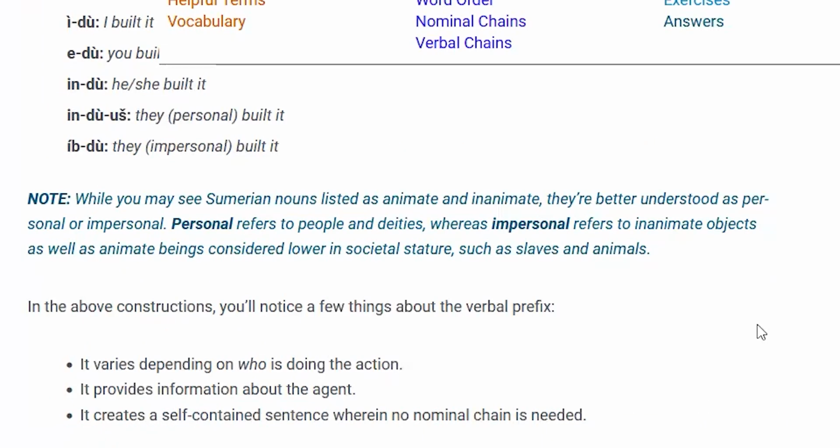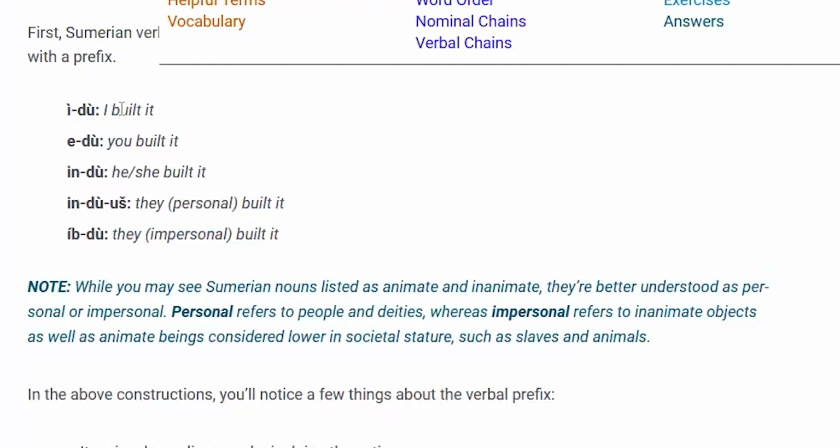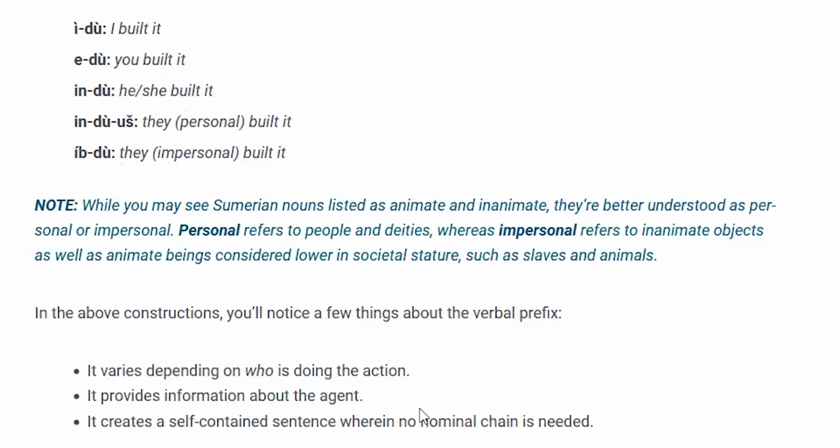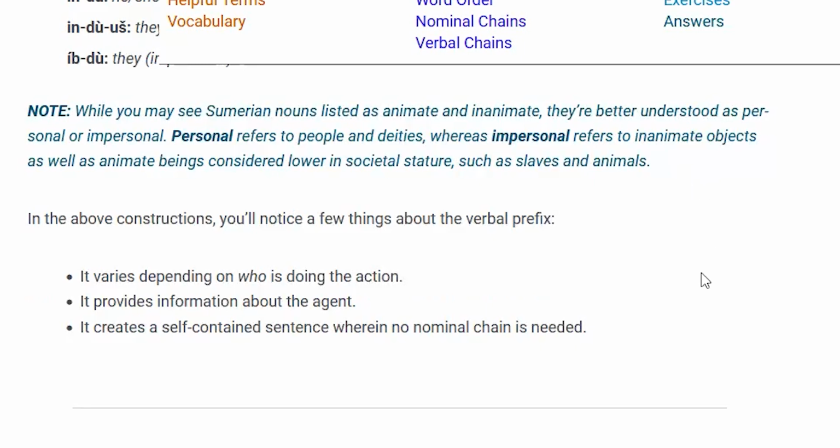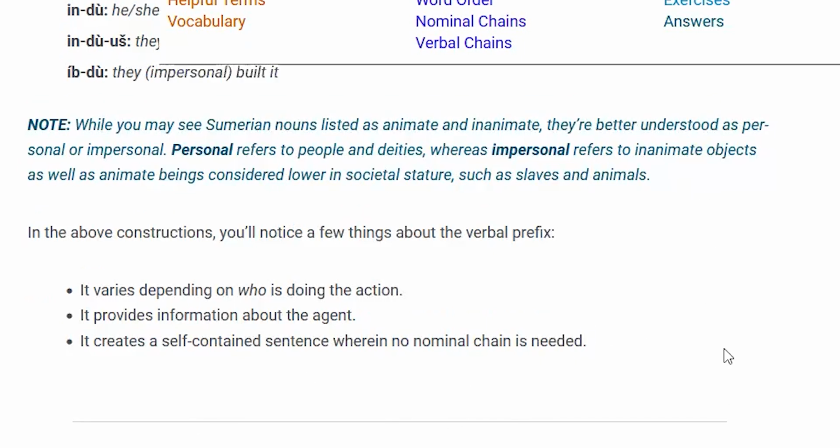In all of the above constructions, you'll notice a few things about the verbal prefix. First of all, it's going to vary depending on who is doing the action, whether it's I, you, he, she, they, or a different they. It provides information about the agent, the person who's doing things. It provides information about the other stuff too, but definitely the agent in this case. That one's always going to be stuck right next to the verb in the chain. And also, it creates a self-contained sentence where no nominal chain is needed.